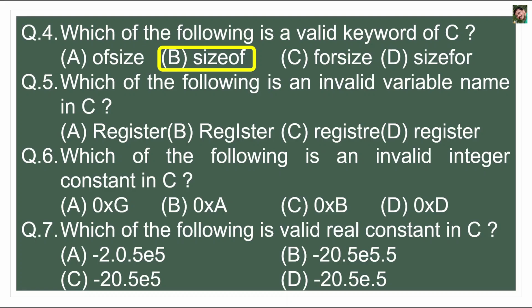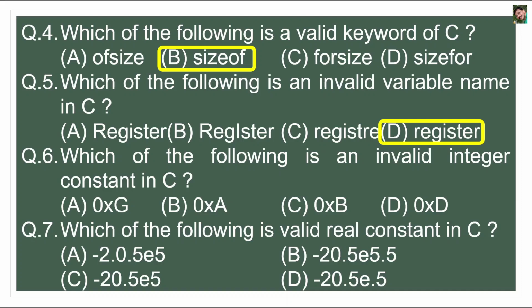Question number 5. Which of the following is an invalid variable name in C? Now invalid variable name means either the variable name begins with some wrong character, or the variable name has a blank space, or the variable name is a valid keyword of C. So the last option, option D, that is small letter register, is a keyword of C language. So we cannot use the word register as our variable name.